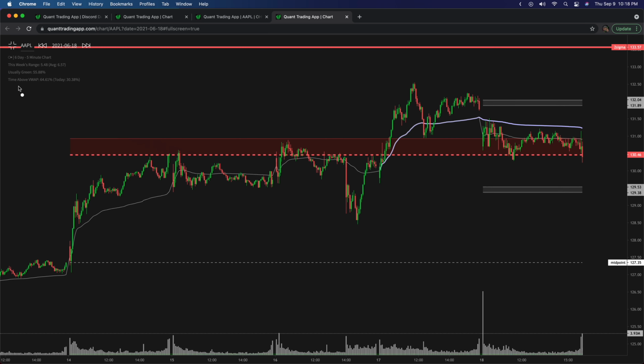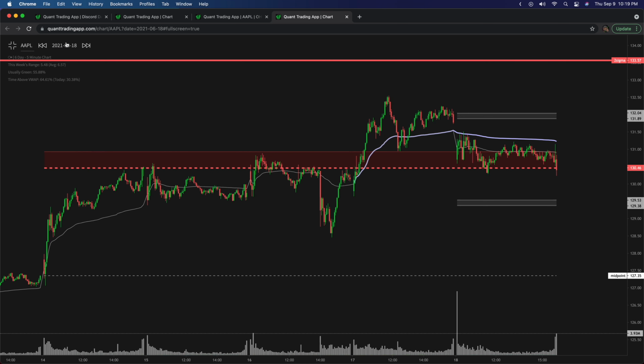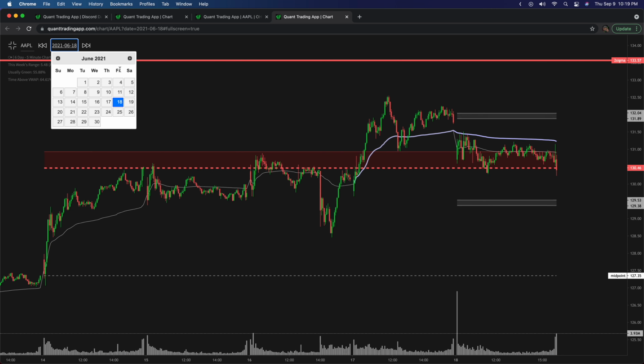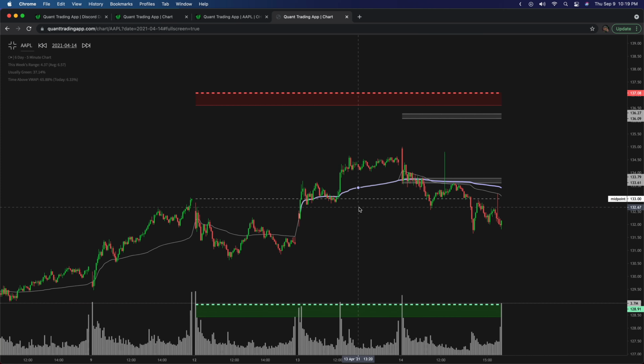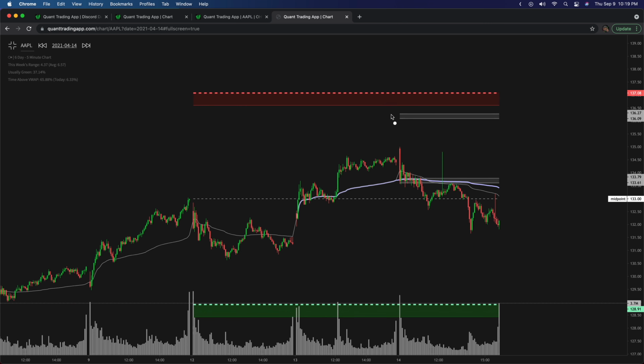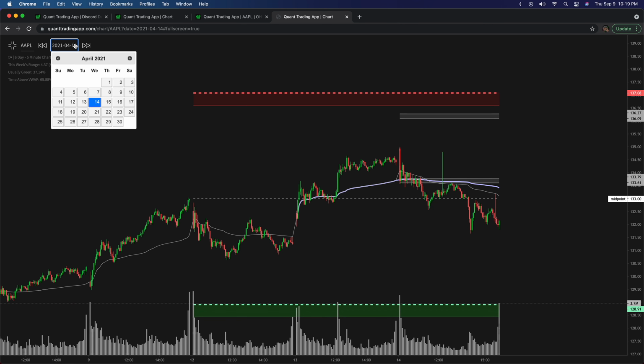There's also a little bit of key information over here. It tells you on this day, Apple has usually been green for the year 55% of the time. So you can click this and we can go to any date in which you want to see how things have performed. If we jump as far back as a random date, let's just say April 14th, we can see exactly how Apple was trading at that time, and also how accurate the algorithm was. Here we can see we didn't come to the resistance level, but then maybe we want to see what happened by Friday.